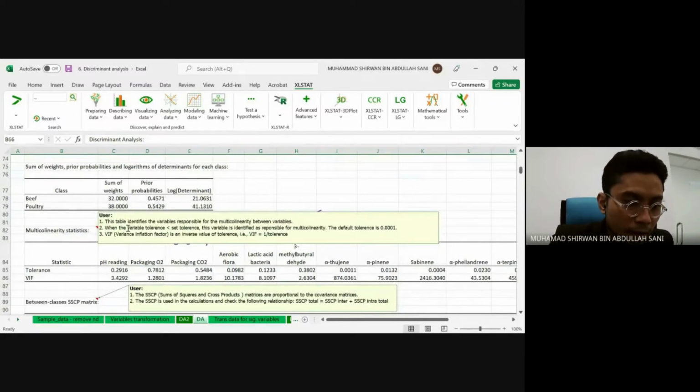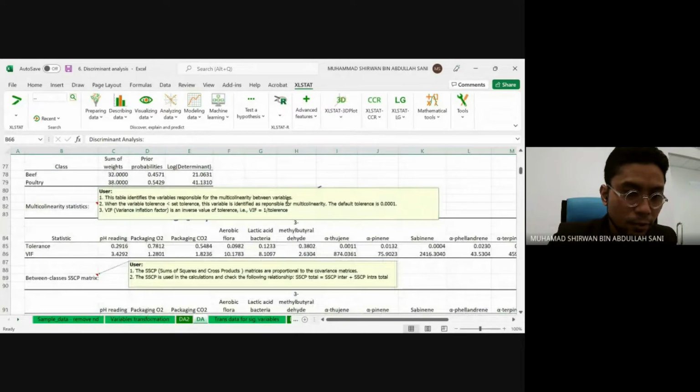This table identifies the variable responsible for multicollinearity between variables, which is a variable that already has correlation in the first place. In some studies, they don't want to have multicollinearity between variables. But in science, it is acceptable because you don't remove any variable that has correlation. When the variable tolerance is lower than the set tolerance, this variable is identified as responsible for multicollinearity. The default tolerance is 0.001. This one we already set in the Excel discriminant analysis features.